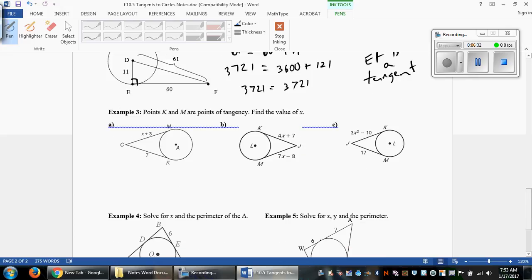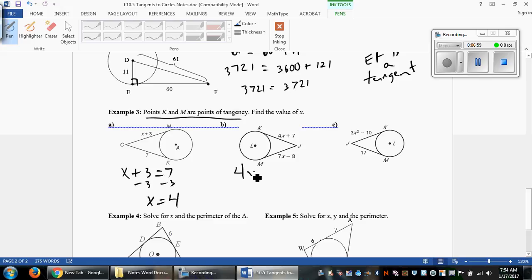All right, and example 3 shows us the other thing. So we have lines stemming from a point. It's telling us that they are points of tangency in the directions. So we need to find the value of x in each case. So the first one we have CM is congruent to CK, so we'd set them equal to each other. X plus 3 equals 7. And solve. X equals 4.